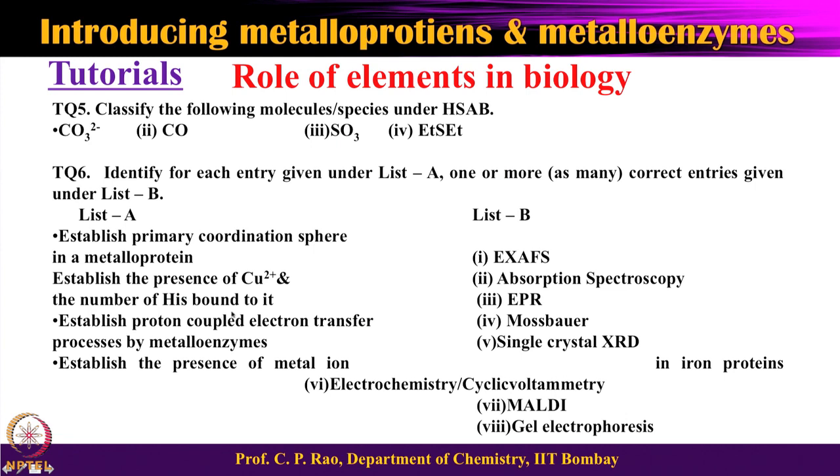Establish the presence of copper 2 plus and the number of histidines. For the presence of copper 2 plus, suppose you take an apoprotein and add copper 2 plus; you can look at absorption spectroscopy, absolutely no problem. You can also look at EPR spectroscopy to find that the copper is there. Absorption you can use, EPR you can use also. Of course, single crystal XRD can be used for all. So, let us not take that as a common answer, and if you want you can use that as one of the answers too. And the number of histidines can be found from EPR.